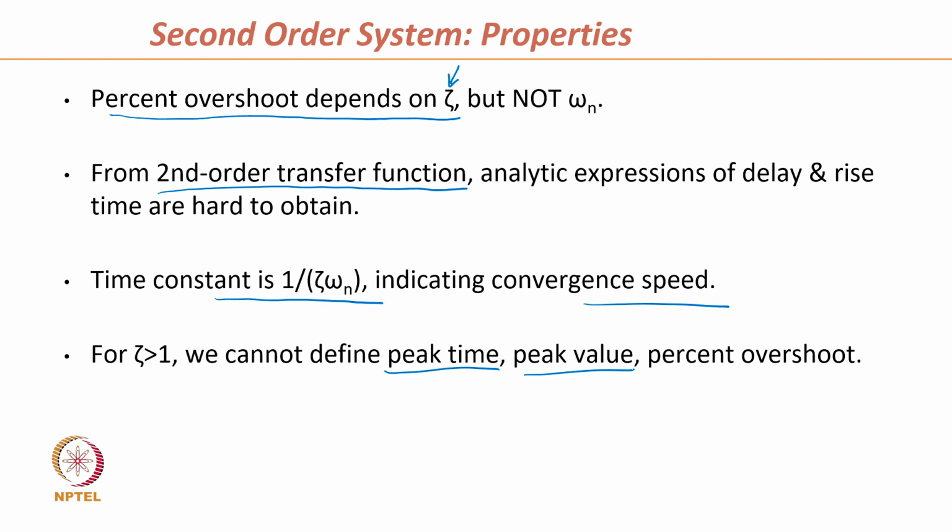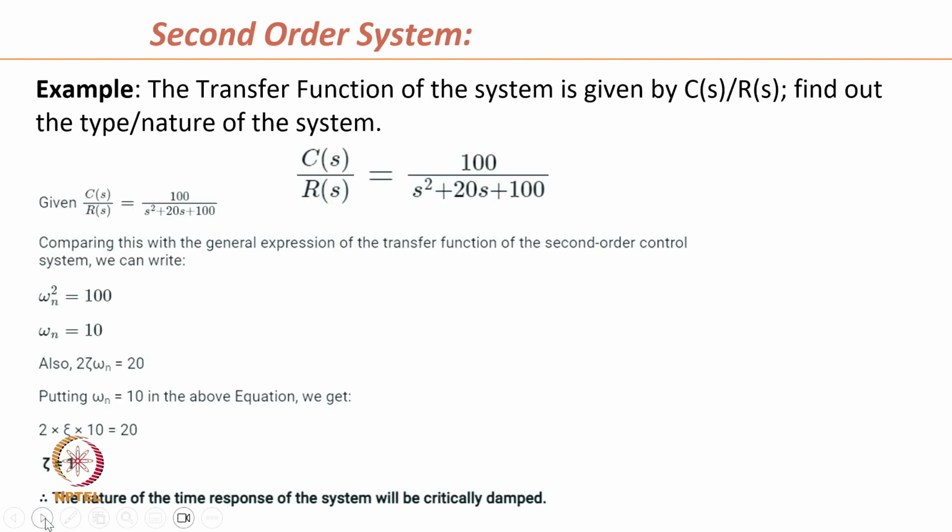Let us consider a numerical example where the transfer function of the system is given by C(s) upon R(s), which is 100 upon s square plus 20s plus 100. Find out the nature of the system, meaning whether it is overdamped, underdamped or critically damped. This is the transfer function given to us, and we need to compare it with the characteristic equation.